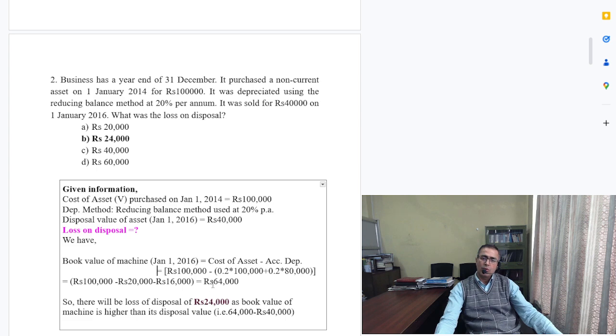Okay, so in this case the book value is 64,000. Now you are comparing it with its selling value, you can say its disposal value, that's 40,000. So we can say that there will be a loss on disposal of the machine, that is 24,000, as the book value of the machine is higher than its disposal value. Okay, this way you could organize your answer.